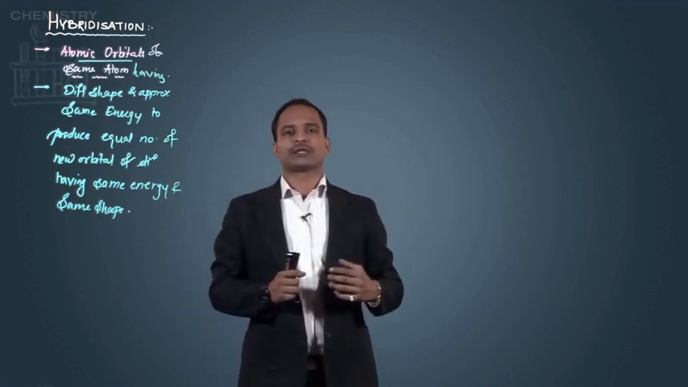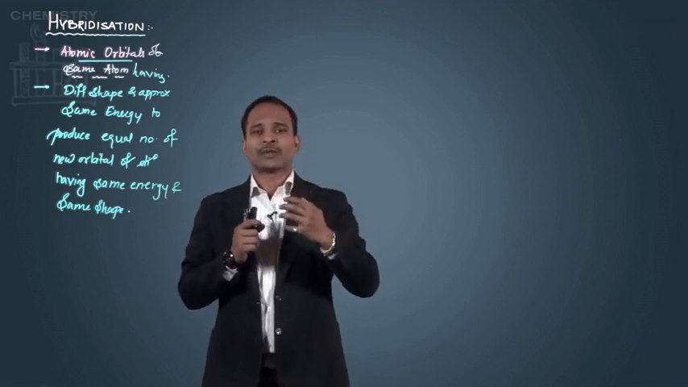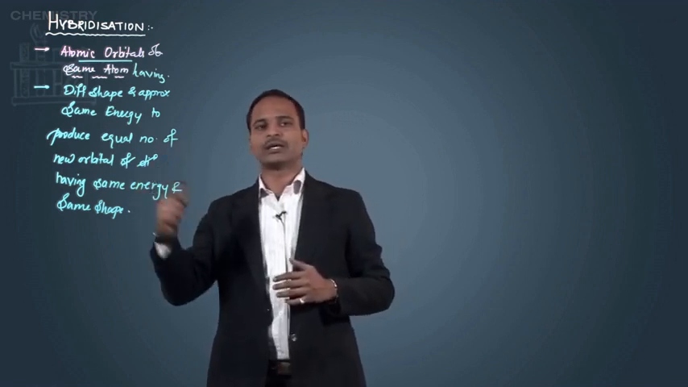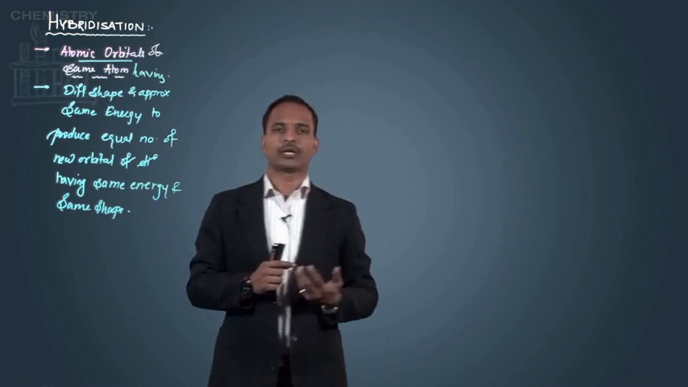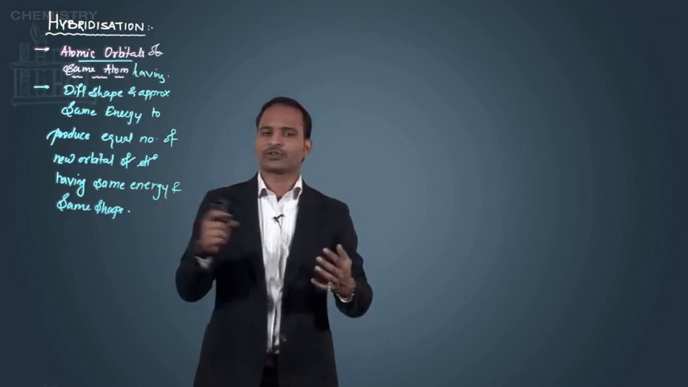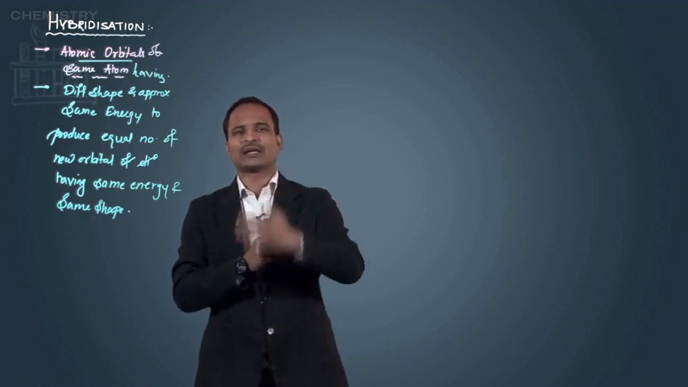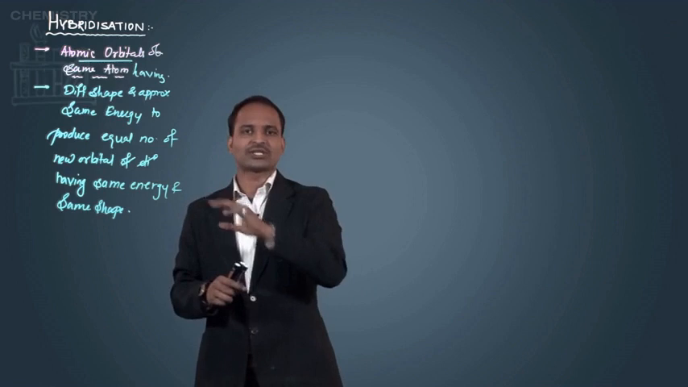Suppose, for example, there is a war; before the war we do some preparation. Similarly here, hybridization is nothing but the preparation before the bonding. It means that when atoms come for overlapping, then before the overlapping they carry out certain changes in themselves, and that change is hybridization.